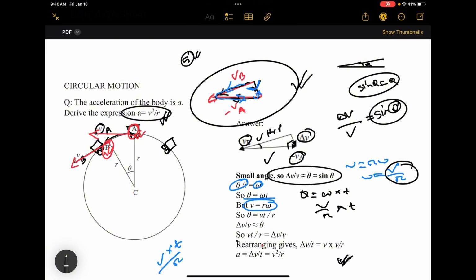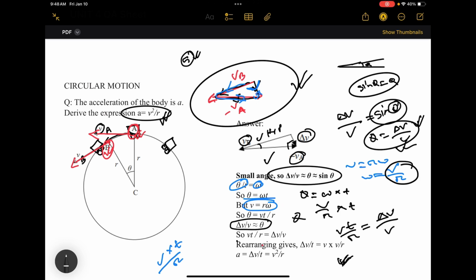So when sin theta is equal to theta, we can say theta is equal to del V by V. This is the formula that we can take into consideration. Now we have figured out that del V by V is equal to theta. If del V by V is equal to theta, then we can write Vt by R is equal to this del V by V, because both of them are theta values, right? Theta is equal to this.